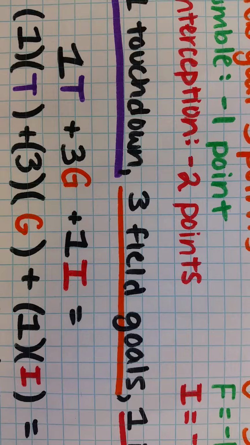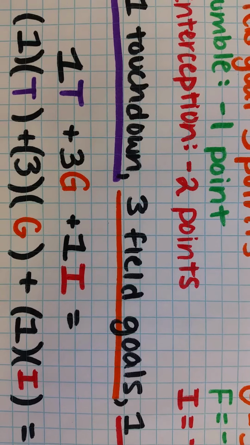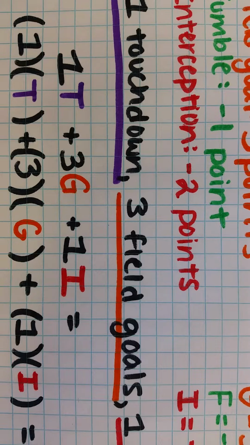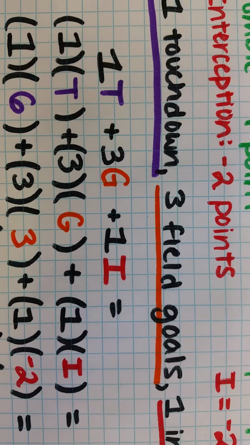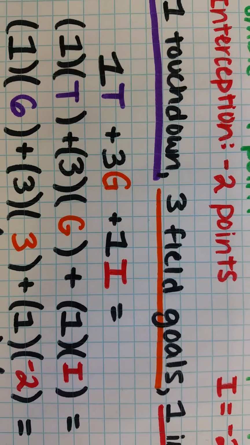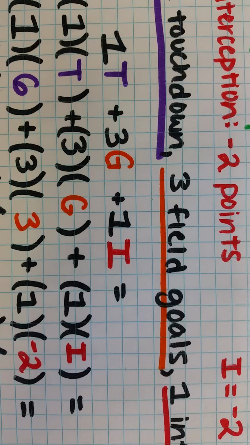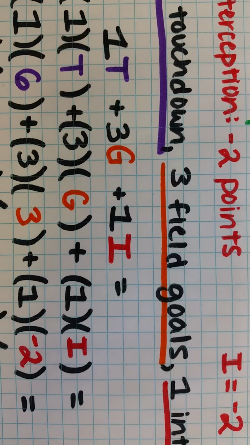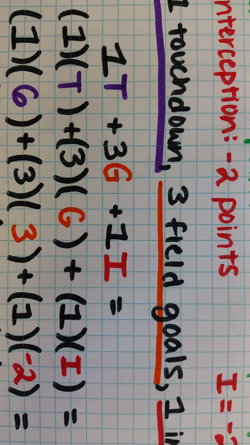multiplying. Once we have our equation written with the amount of each letter and the letter, we can go ahead and plug those numbers in. So now we have 1 times 6, because a T is equal to 6, plus 3 times 3, because G is equal to 3, and 1 times -2, because I is equal to -2.